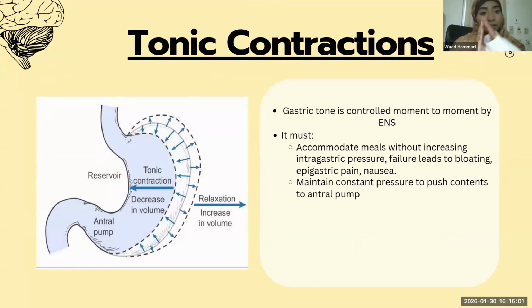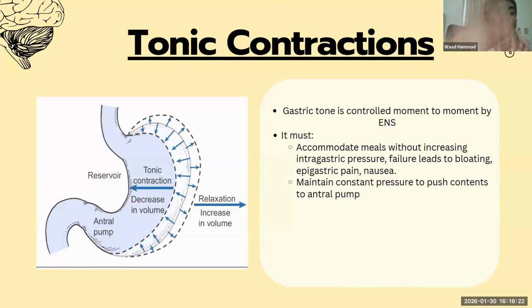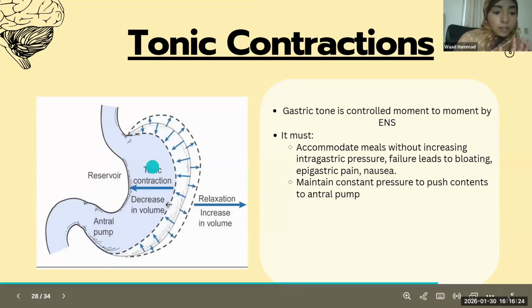So basically, we have a dilemma in our stomach, because we want it to have enough contraction so that we can push contents to the antral pump. Because at the end of the day, we want our food to go into the duodenum and into the small intestine. We need that. So we need to have enough pressure in our stomach and enough contraction to move the food that would normally be here to our antral pump so that it can go into our duodenum.